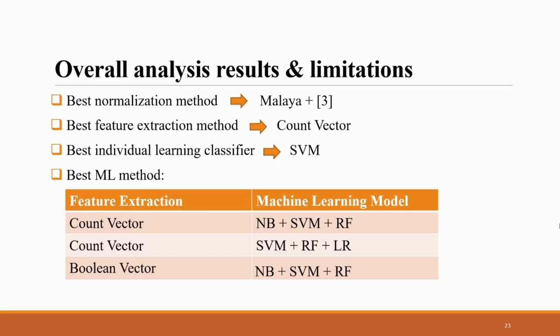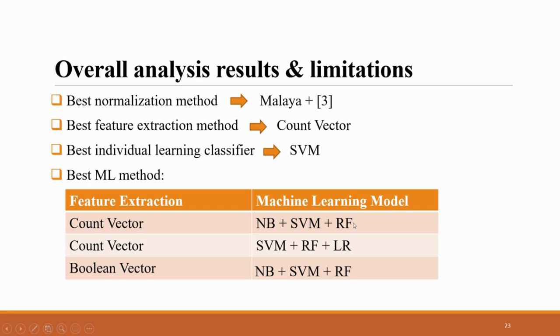Next is the overall analysis result and limitations. The best normalization method is Malaya plus 3, which is Malaya and the combinations of the three constructed lexicons. And the count vector is the best feature extraction method in our study, as it has the largest number of best learning models that give the highest accuracy score and also the average F1 score. Besides, support vector machines is the best individual learning classifier. And the best machine learning methods are listed as follows.